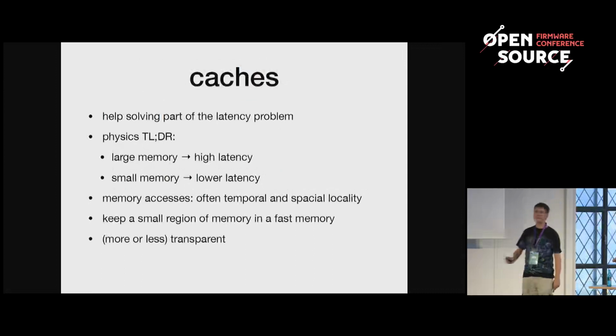Yeah. Now, the next element in the system are the caches. Basically, they help solve at least part of the latency problems. Because if you have a larger memory, the latency increases. Basically, all the lines in the memory get longer, and also for higher capacity, you rather use DRAM, and for low capacity, you can use the faster SRAM, which takes more space on the chip, though.